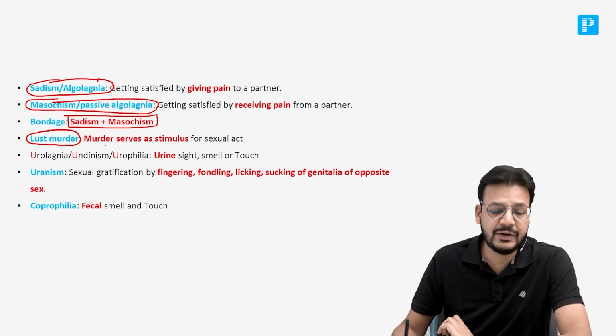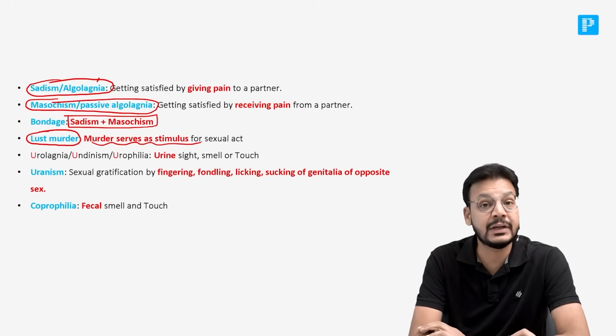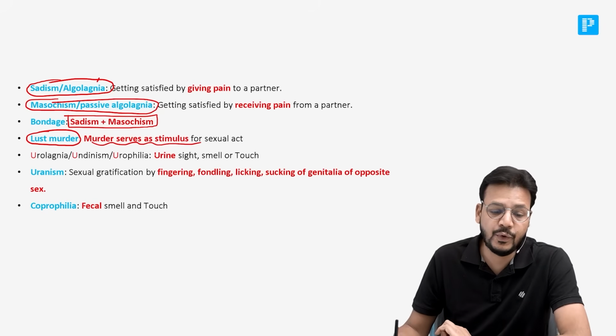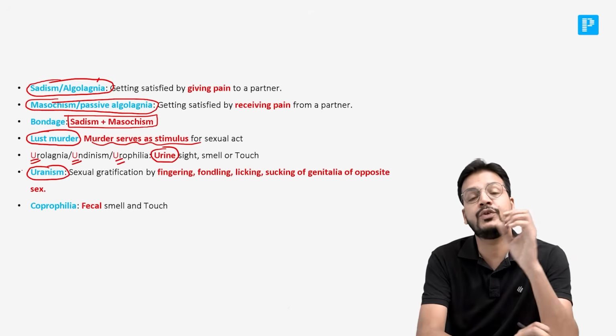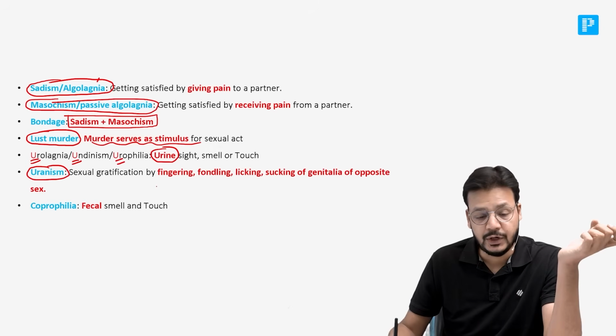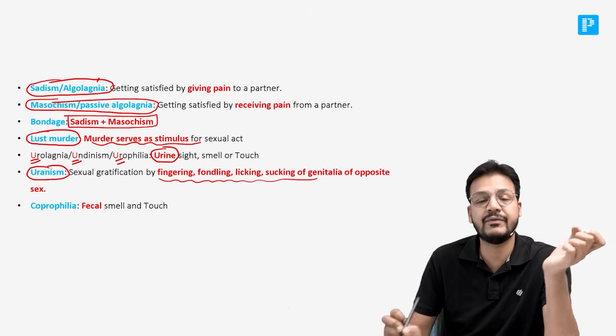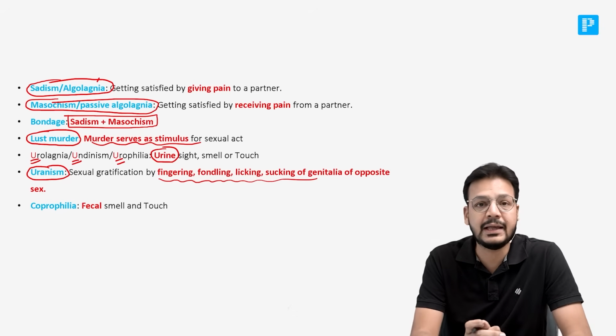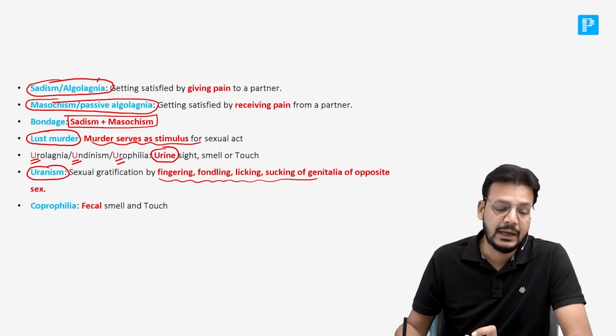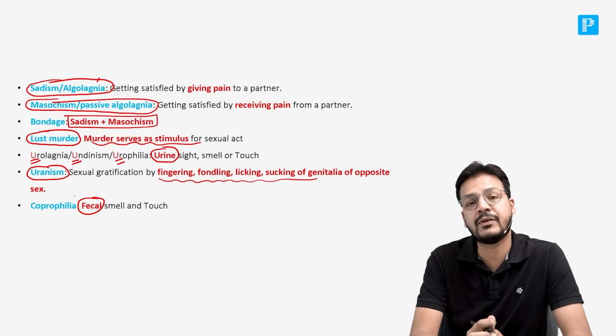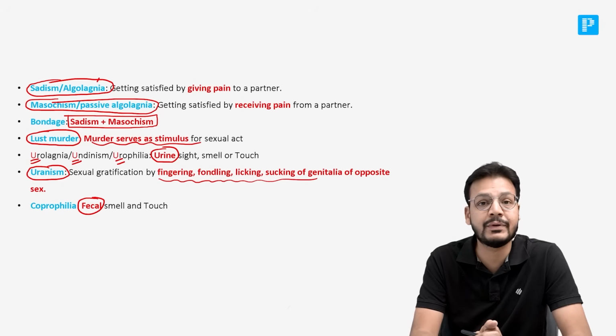If murder serves as a stimulus for sexual act, it is known as lust murder. If you are satisfied with urine, it is known as urolagnia, undinism or urophilia. But sir, urinism is not related with urine. What is urinism? Urinism is sexual gratification by fingering, licking or sucking. And if you are using fecal matter for sexual satisfaction, for fecal we use the word copro, that would be coprophilia.